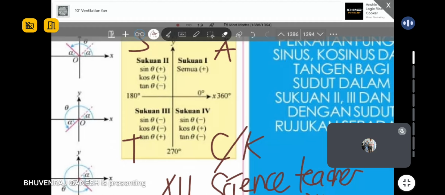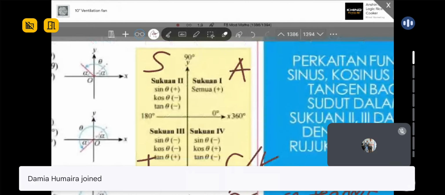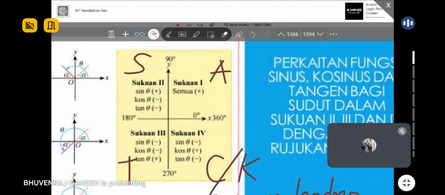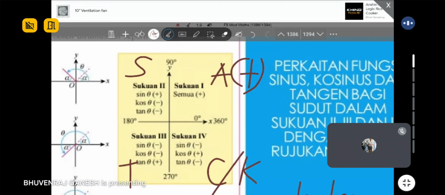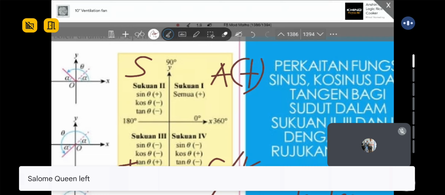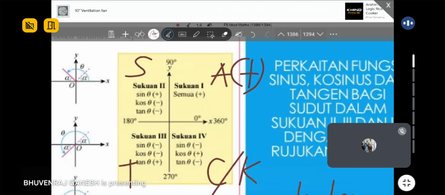Alright. So yeah. Okay, so how to use these guys? Macam mana guna acronym ni? So basically A means all ataupun S semua. Okay, so semua positif. So apa maksud semua positif? Sin positif, cos positif, tangent positif.